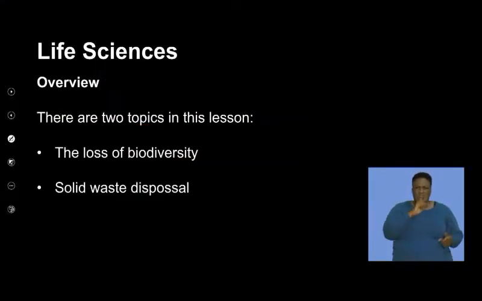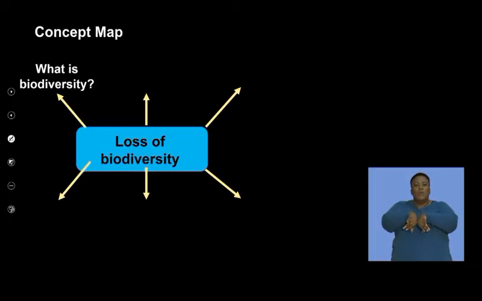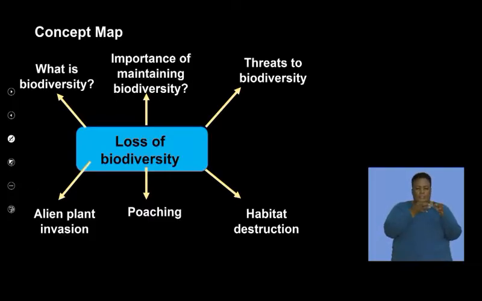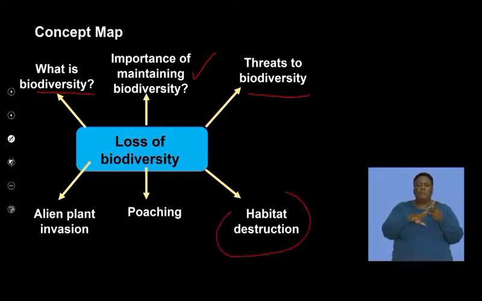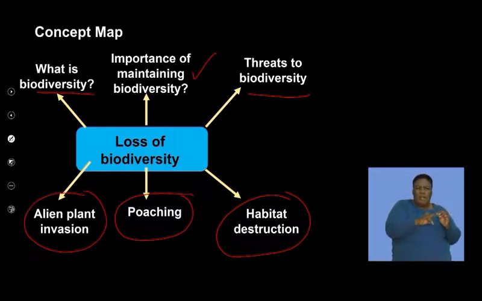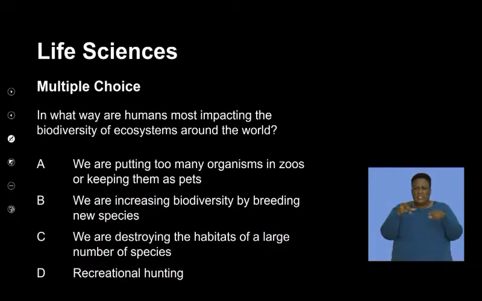So, an overview of this lesson is that we will focus on both the loss of biodiversity as well as solid waste disposal. Let's try and unpack the concepts. Firstly, we're going to look at what biodiversity is. We need to discuss why it's important to us to maintain biodiversity. It's important for us to understand the threats that our diversity currently faces. We're going to look at habitat destruction, the impact of poaching on certain species of organisms, as well as alien plant invasion, and how those affect the diversity of living organisms.